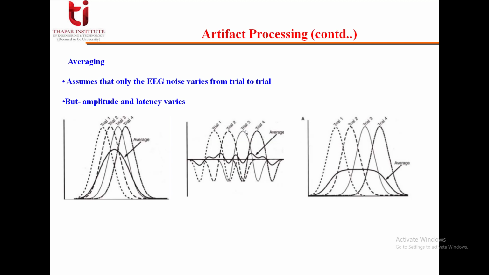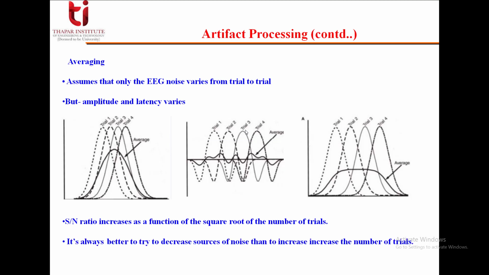So you can see these are the different examples, and if we take a different number of trials and produce the average, the signal to noise ratio will increase as a function of the square root of the number of trials. It is always better to try to decrease sources of noise than to increase the number of trials.